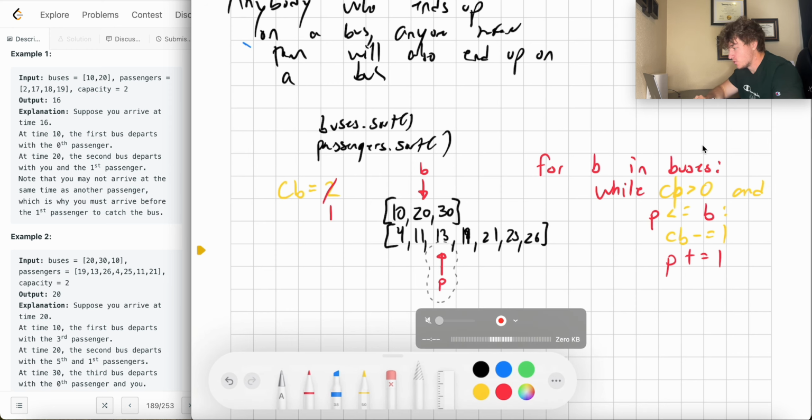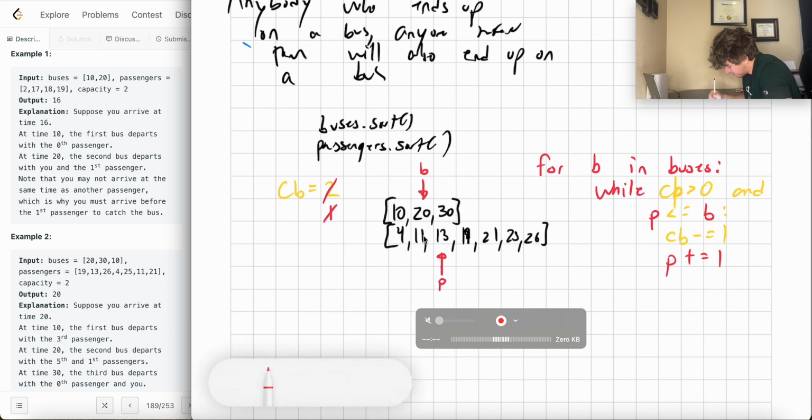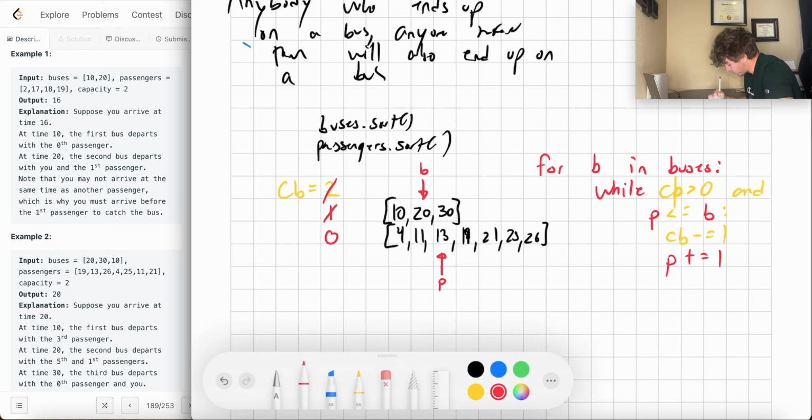All right, same case. Do we have capacity on the bus? Yes, it's 1. Has the passenger arrived before the bus arrives? Before or during when the bus arrives? Yes, it arrives at 13. The bus arrives at 20. All right, so the capacity of the bus goes down by 1. So now we have no more space on the bus. And we increase P.